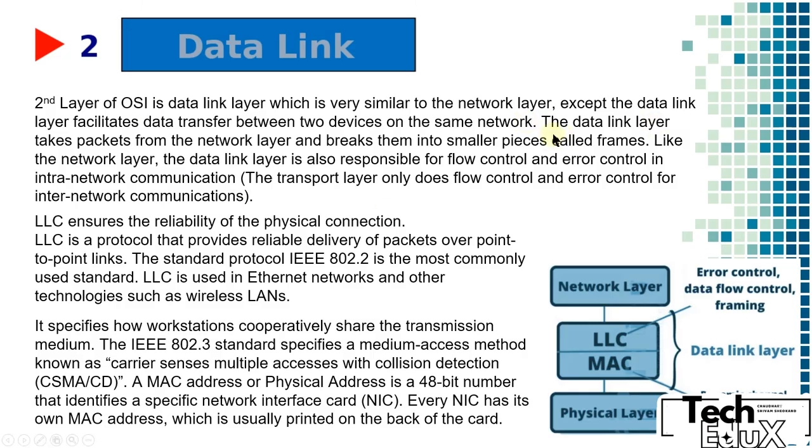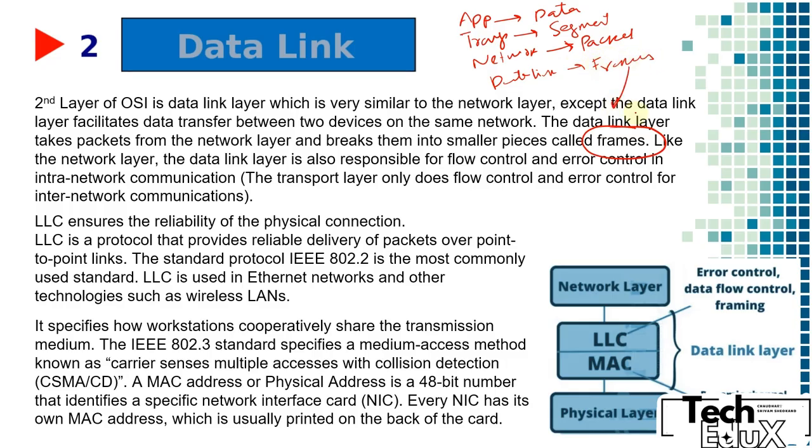So let's talk about the data link layer. It takes packets from the network layer, and we know that the network layer deals with packets, and breaks them into smaller pieces called frames. So we came to know that at the application layer, the term is called data. Then we have the transport layer, where the term is called segment. At the network layer, it is called packets. But at the data link layer, the data is called frames, as you can see over here.